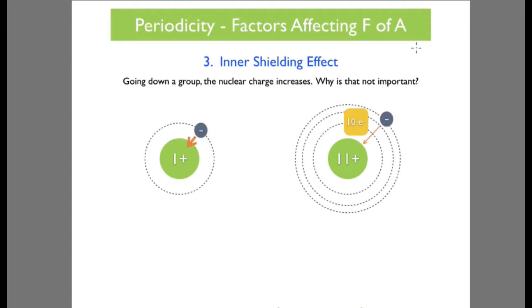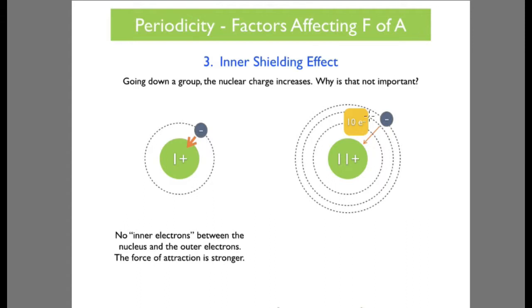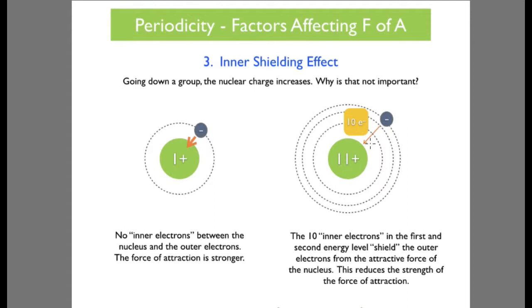You can see here that there are 10 electrons between this outer valence electron and the nucleus. Over here, there are no inner electrons between the nucleus and the outer electrons. The force of attraction is stronger than here, where the 10 inner electrons in the first and second energy levels shield the outer electrons from the interacting forces of the nucleus. This reduces the strength of the force of attraction.